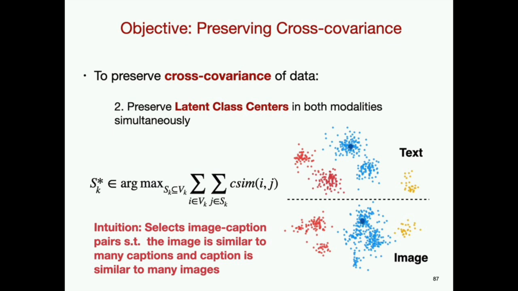And so what that looks like is this. You have some image you pick, and this image is very similar to a bunch of captions. And the corresponding caption is also similar to a bunch of images. And that's why this image caption pair is something that satisfies this part of our objective.